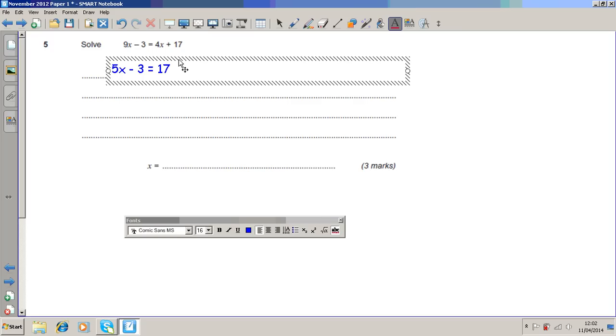I'm trying to keep my equal signs lined up. There we go. So now I want to get rid of minus 3. So I'm going to add 3 to this side, which is going to give me 5x.